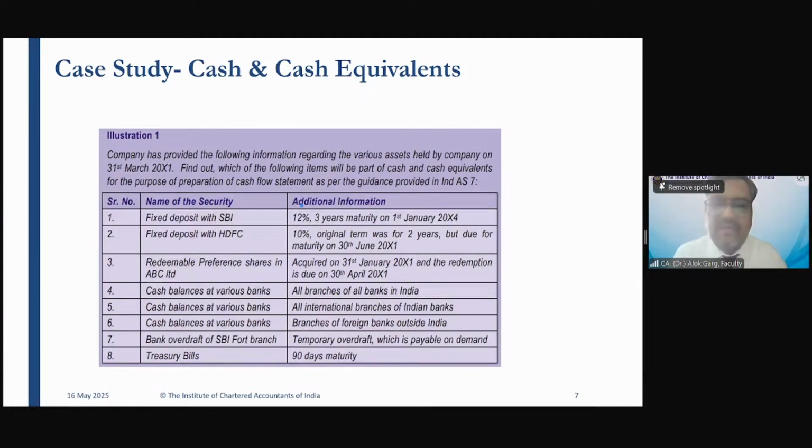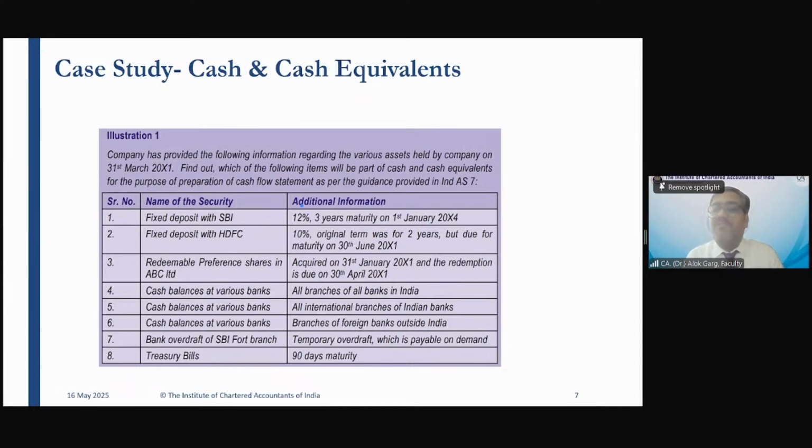Cash balance at various banks. Whether cash at bank, of course, it is cash. Cash balance at various banks, all international branches of Indian Bank. Of course, it is also cash. Cash balance at various banks, branches of foreign banks outside India. It is also cash. Bank overdraft of SBI fourth branch.